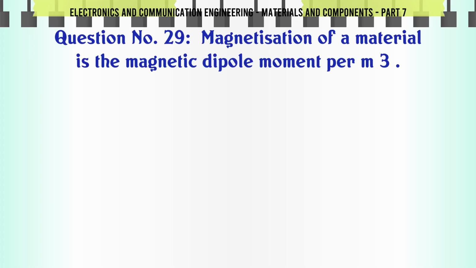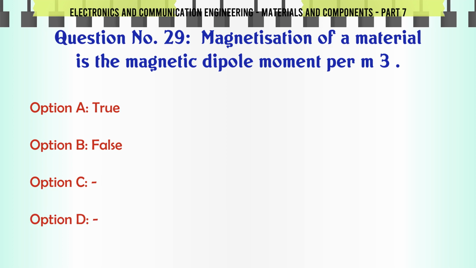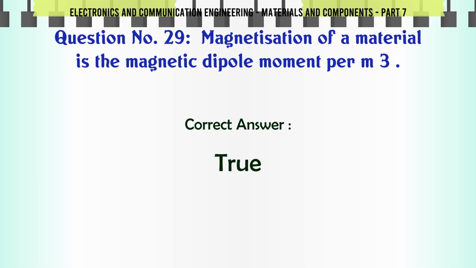Magnetization of a material is the magnetic dipole moment per m3. A. True, B. False. The correct answer is true.